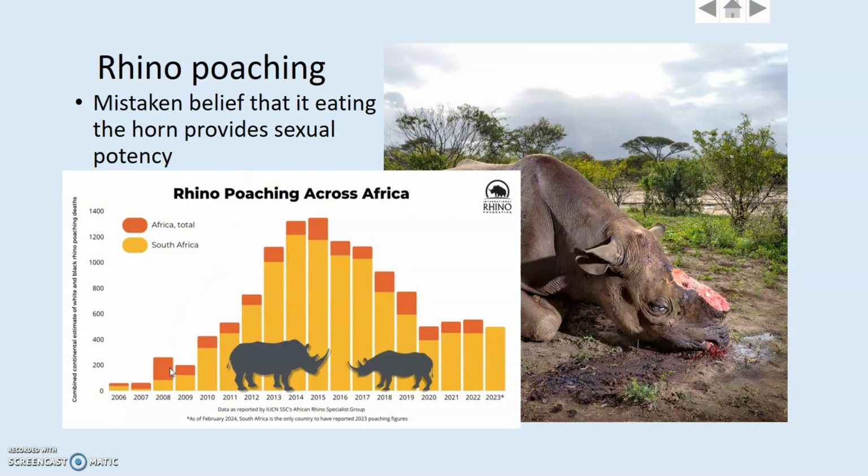If we look at this alarming graph, we can see that only 10 years ago, more than 1,200 rhino were killed in Africa, most of them in South Africa. It's dropped a little, but in 2020, the last lot of figures shown, there were 500 rhinos murdered.